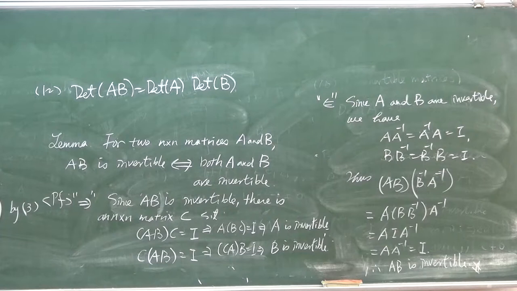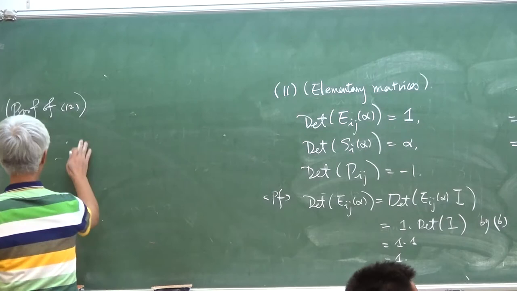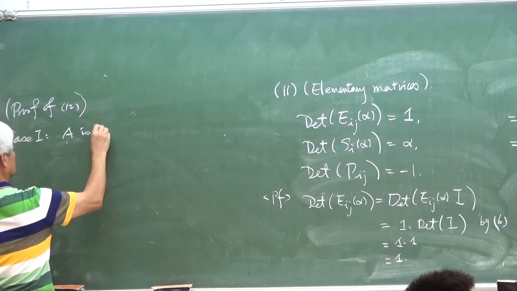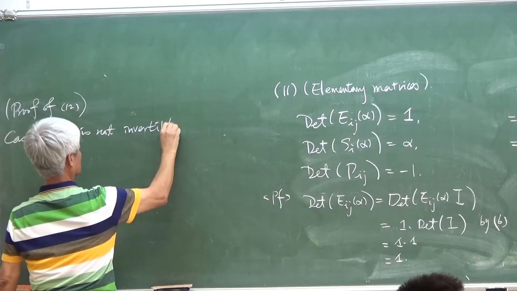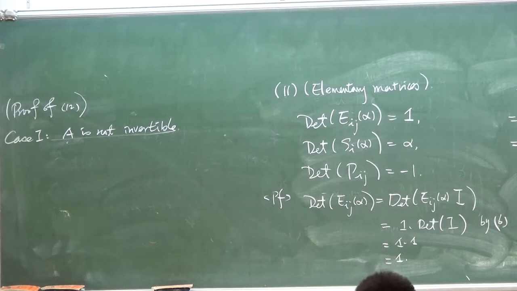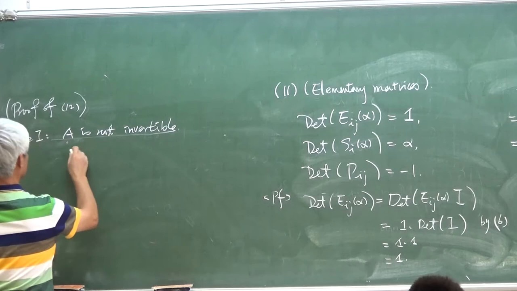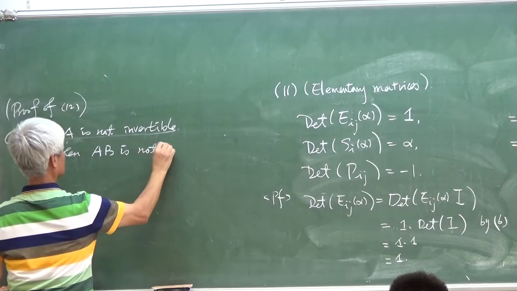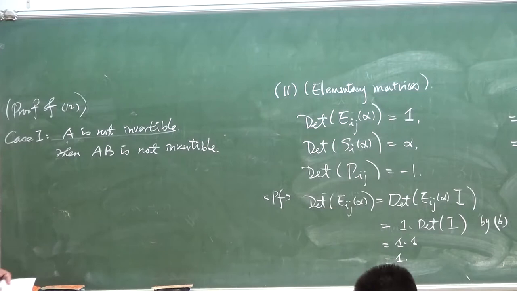So now we prove the theorem. Go back to the proof. So we consider case one: A is not invertible. Then AB is not invertible, right? Because if AB is invertible, then A must be invertible, so it's a contradiction.